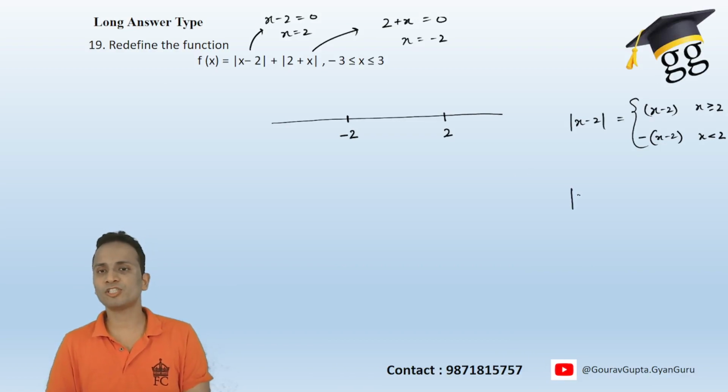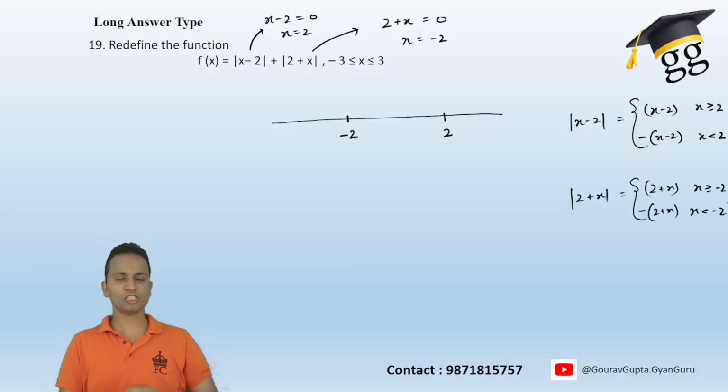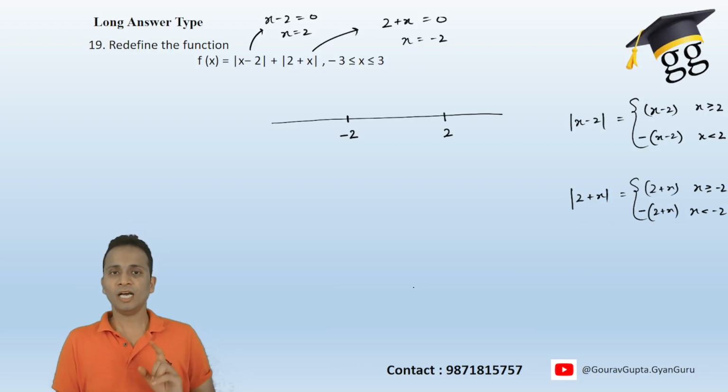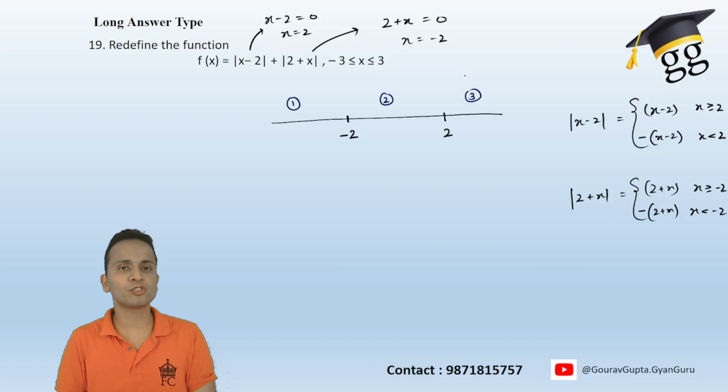So if I define this function 2 plus x, this will be equal to 2 plus x only when x is greater than or equal to minus 2. And this is equal to minus of 2 plus x when x is less than minus 2. Alright, so just taking into consideration the definition of these functions, the number line is divided into three parts. This is part number 1, part number 2, and part number 3. So let's look at these three parts one by one.